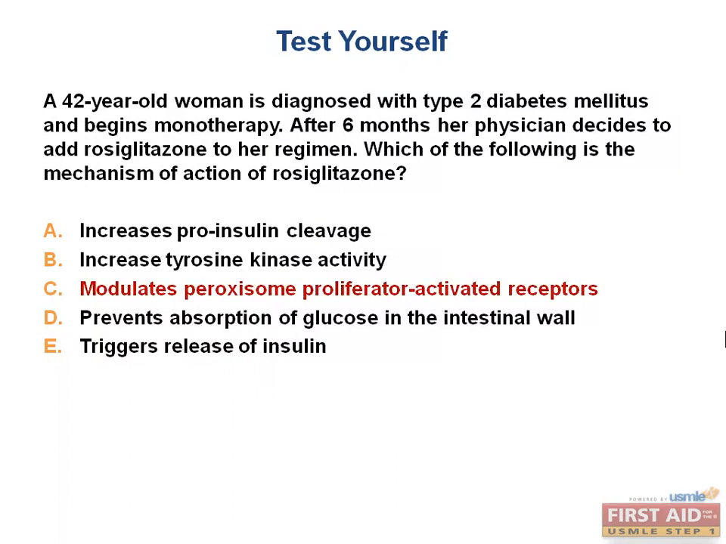The answer again is C. Thiazolidinediones are oral hypoglycemics that increase peripheral sensitization to insulin by binding to and modulating the activity of transcription factors called peroxisome proliferator activated receptors. They also decrease hepatic gluconeogenesis. The answer D describes the mechanism of acarbose, an alpha-glucosidase inhibitor, and answer E describes the mechanism of action of sulfonylureas.